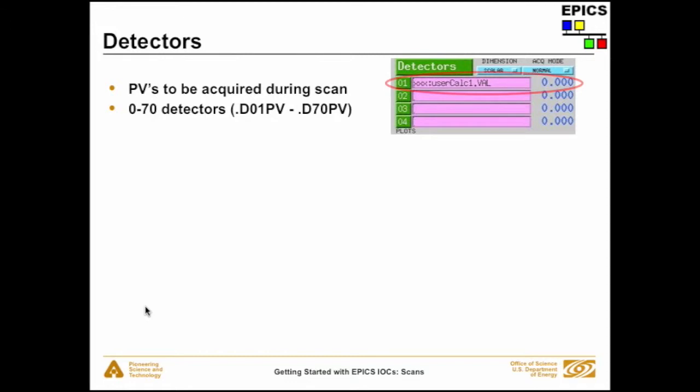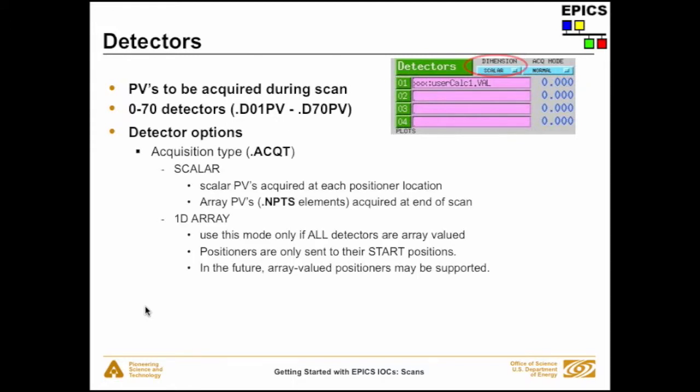So detectors should be even simpler, but there's actually a couple of options that kind of complicate things. There's 0 to 70 of these, and they can acquire either scalar or array data. If you select scalar, and it's actually an array PV, it's going to collect an array at the end of the scan. The 1D array choice is really for all detectors being array valued, and it changes the scan effectively into a fly scan.